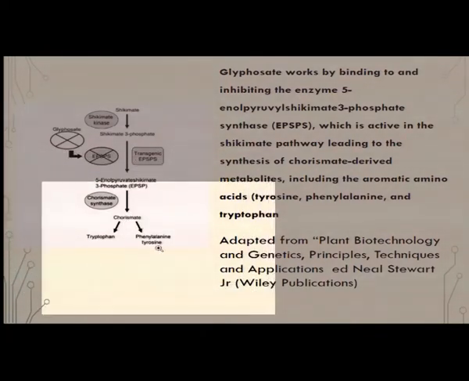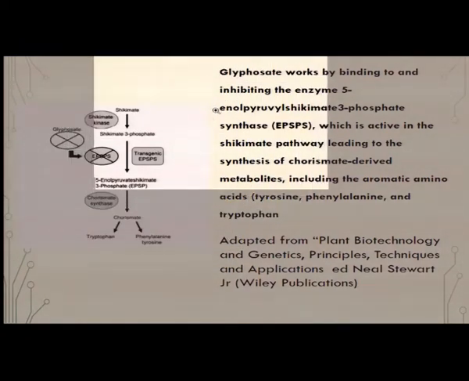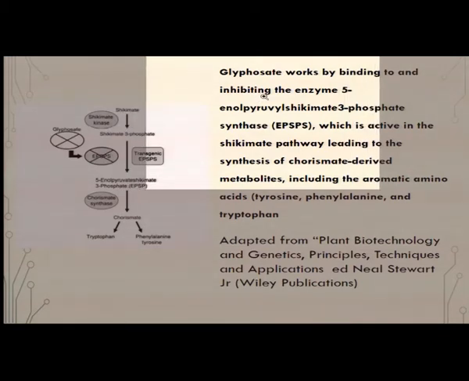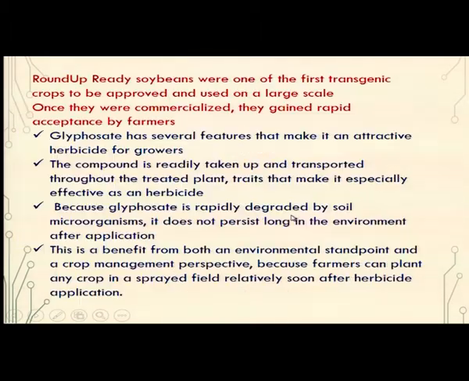For this, you require enzymes. And then EPSP gets converted into chorismate. This chorismate finally gets converted into tryptophan, phenylalanine and tyrosine. This step is catalyzed by the enzyme chorismate synthase. Glyphosate works by binding to and inhibiting the enzyme 5-enol pyruvyl shikimate 3-phosphate synthase, EPSPS. This enzyme is active in the shikimic acid pathway leading to the synthesis of chorismate-derived metabolites, including the amino acids tyrosine, phenylalanine, and tryptophan.